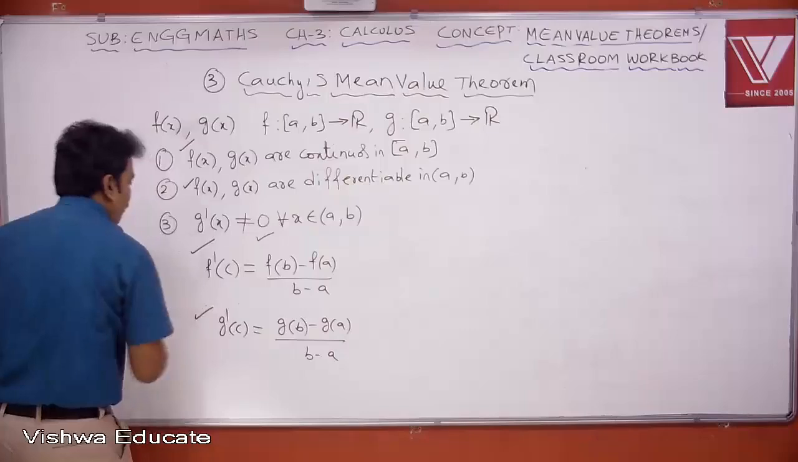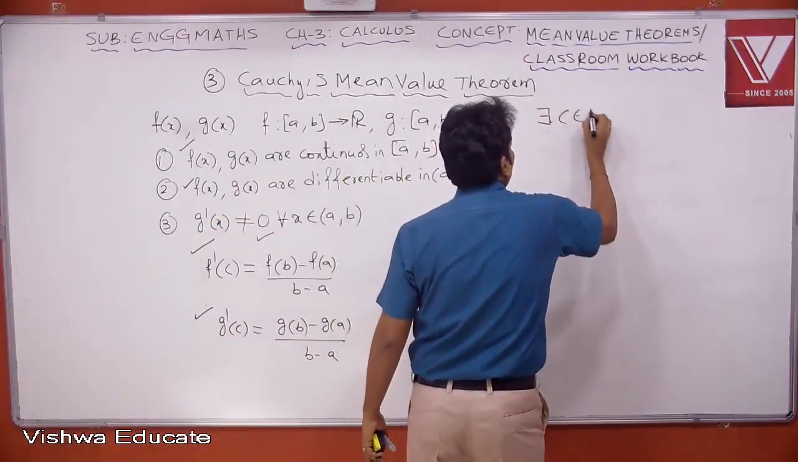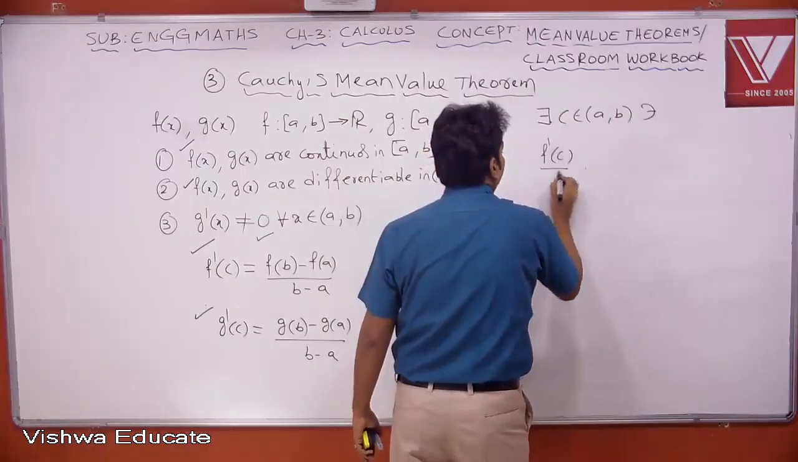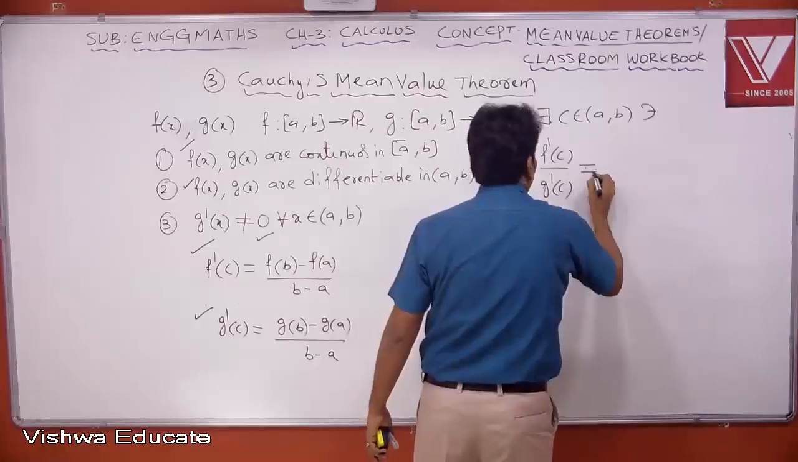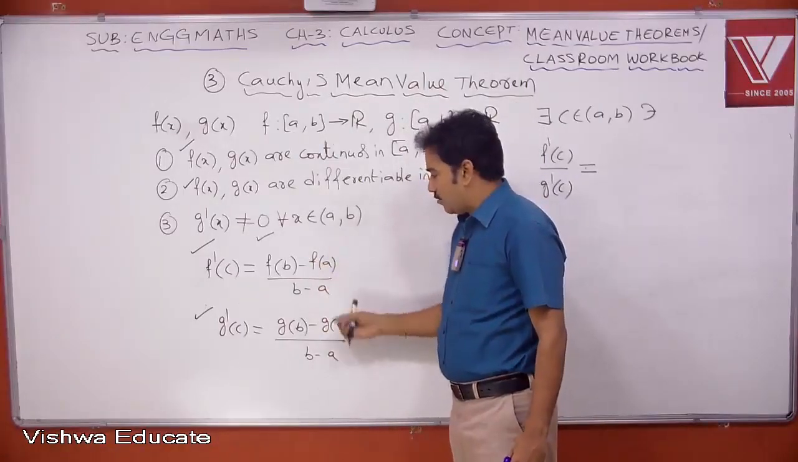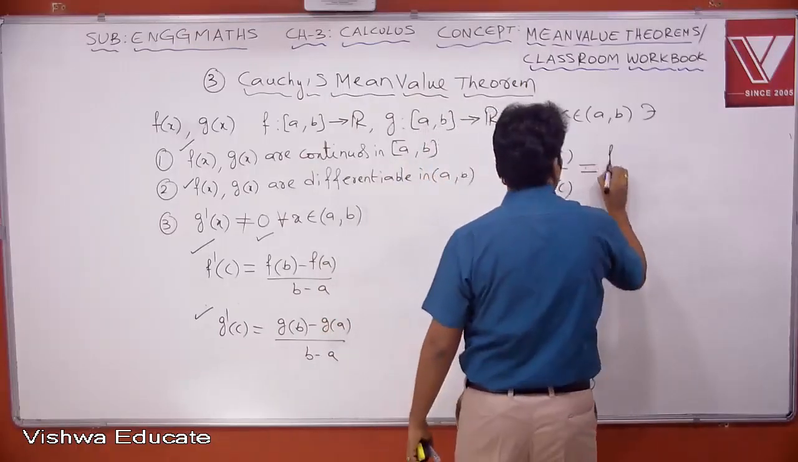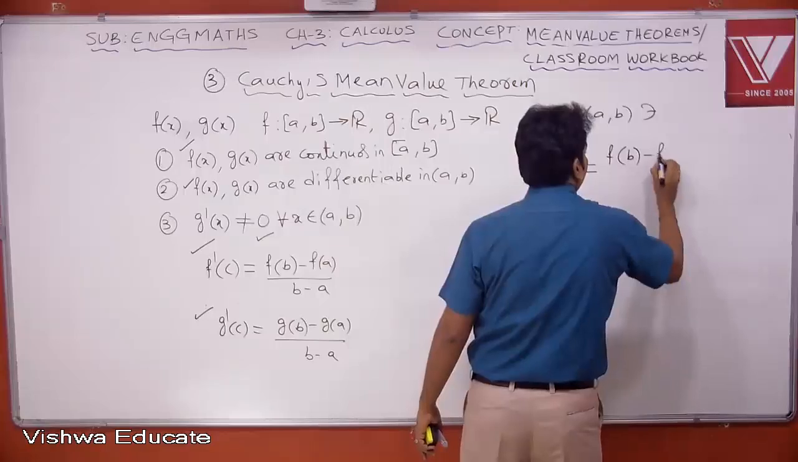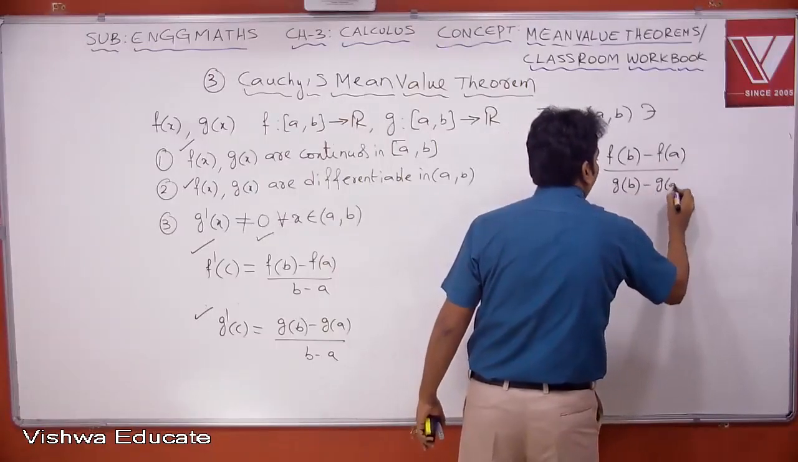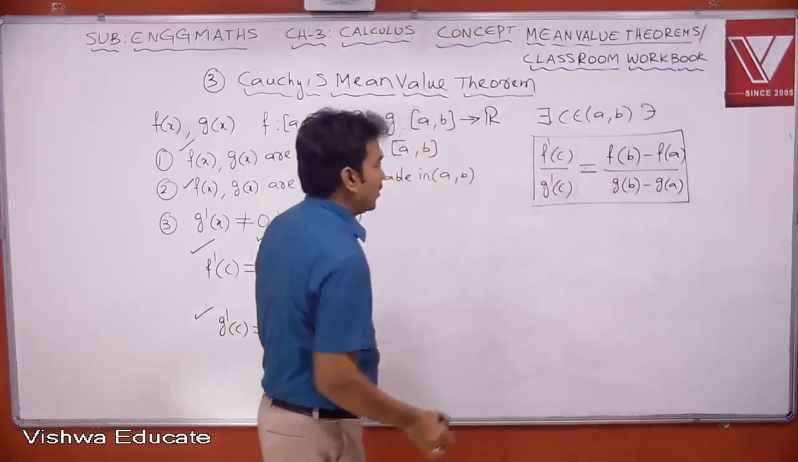Now let us combine these two. I will get this: there exists c belonging to open interval a comma b such that f dash of c by g dash of c equals, dividing this quantity with this, b minus a cancels, so this expression becomes f of b minus f of a divided by g of b minus g of a. Now this is the conclusion of Cauchy's mean value theorem.